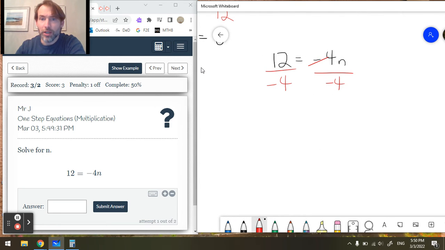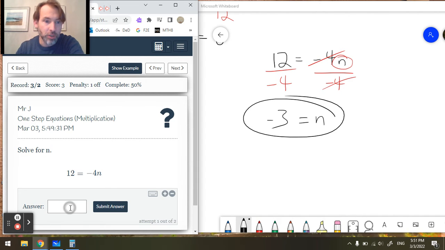-4 divided by -4 cancels. Just leaves me n on this side of the equation. Hooray, that was my goal, to get something like equals n. I want to know what number equals n. 12 divided by -4, ask your calculator. It'll tell you it's -3. Here's the answer that we're going to put in here.